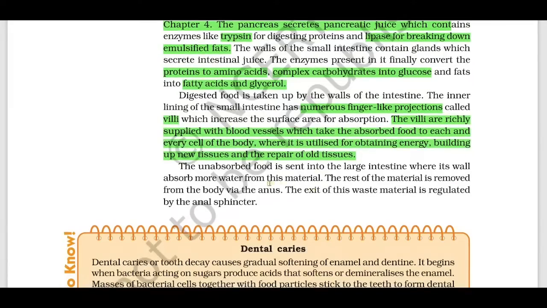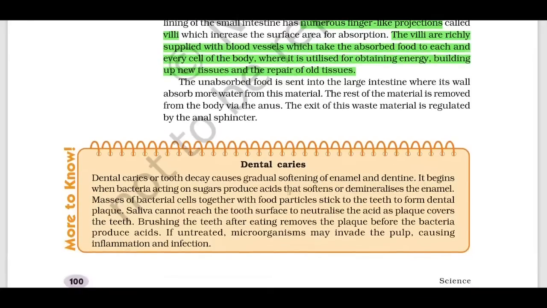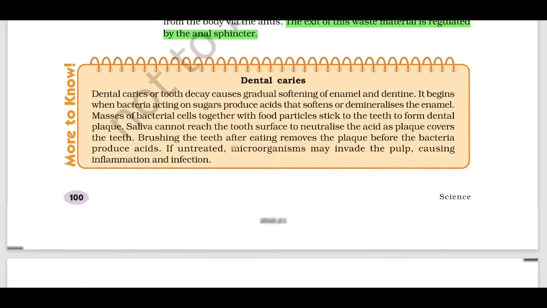The unabsorbed food is sent to the large intestine, where its wall absorbs more water from the material, and the rest of the material is removed from the body as waste via the anus. The exit of this waste material is regulated by the anal sphincter.